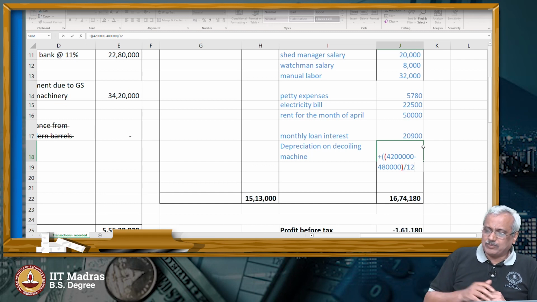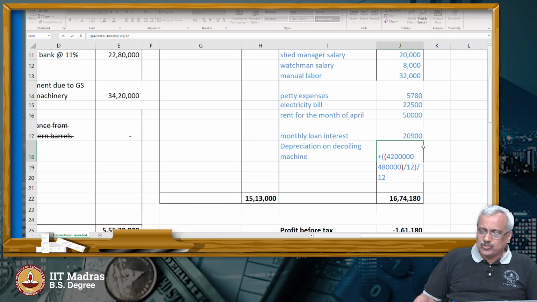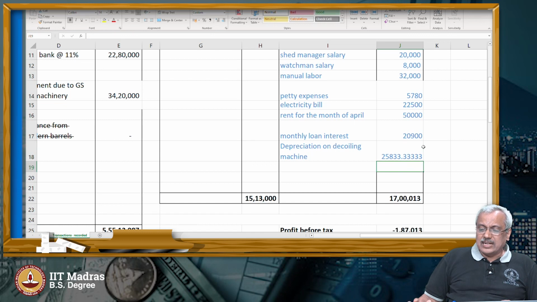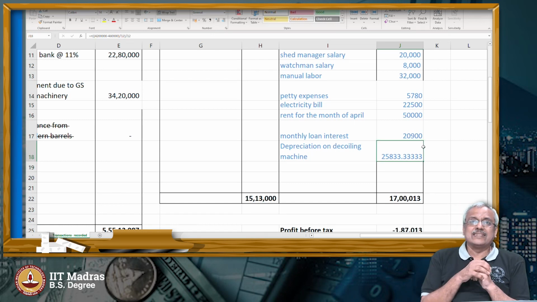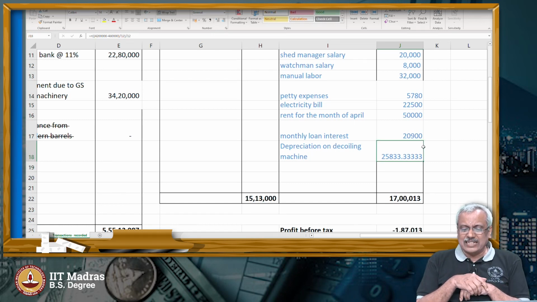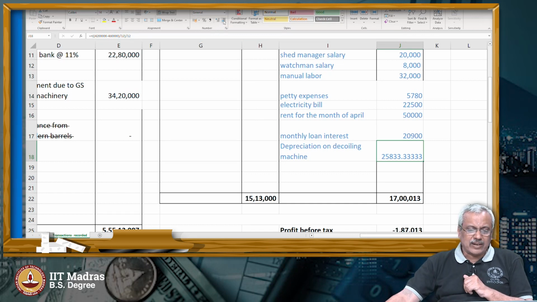So, what happens? Divided by 12, and this is what is for the entire year. I want to do it for only 1 month. So, I will again divide it by 12. In this particular case, per month it depreciates by about 25,833. I am going to round it up, I am not going to keep decimals out here.